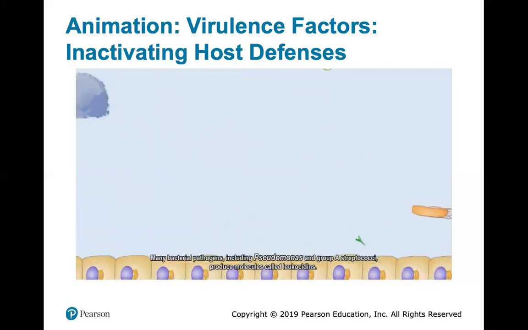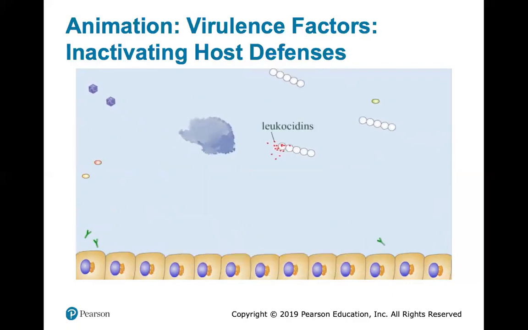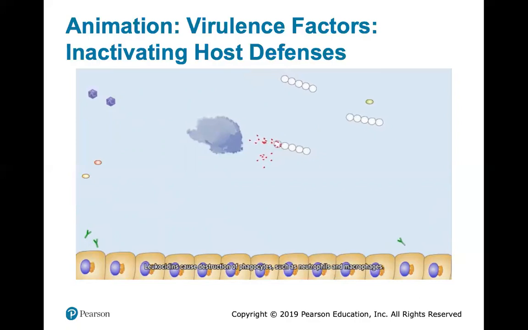Many bacterial pathogens, including Pseudomonas and group A streptococci, produce molecules called leukocidins. Leukocidins cause destruction of phagocytes, such as neutrophils and macrophages.